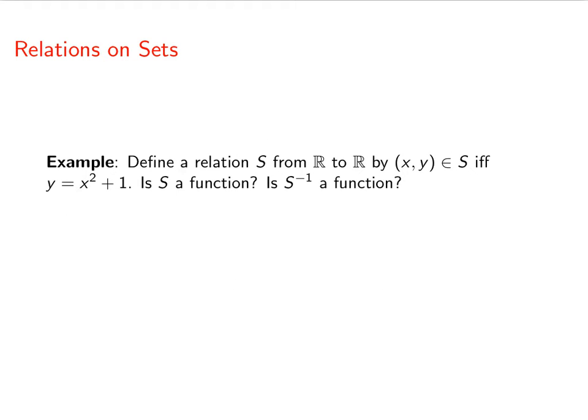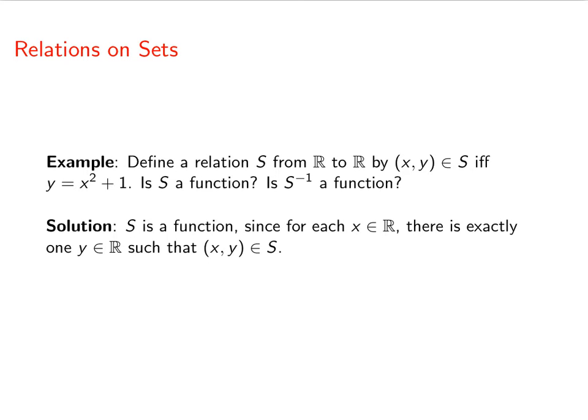Let's try another one. We'll define a relation S from the reals to the reals by saying that x comma y is an element of S if and only if y is equal to x squared plus 1. Let's ask two questions here. Is S a function? Is S inverse a function? All right, well, S is a function because for each x in the reals, there's exactly one y in the reals such that x comma y is in S. You get that y through this formula.